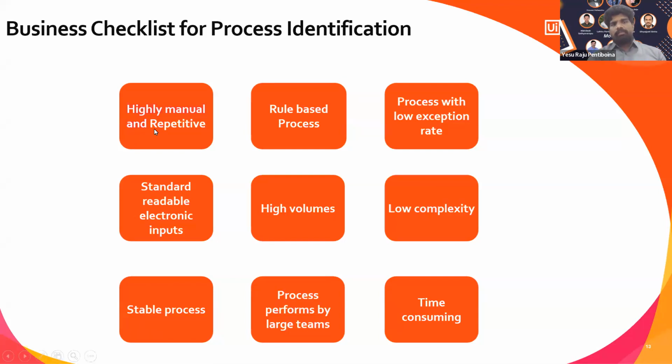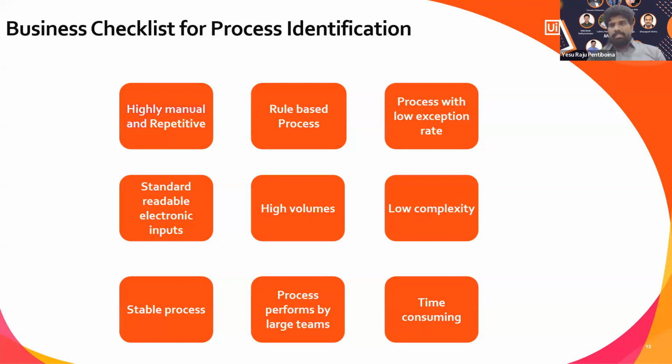So the first one, whatever process you are picking, that process should be highly manual and repetitive. Why highly manual and repetitive? If it is a very small process, if it is not a repetitive process, maybe one person can sit and complete it. Why is automation required? If it is a huge volume, and you have a repetitive thing, doing the same things again and again, like we have seen in the previous example, the team is very worried about doing the same repetitive task, and they are unable to achieve the targets. In that case, we will consider this for automation.